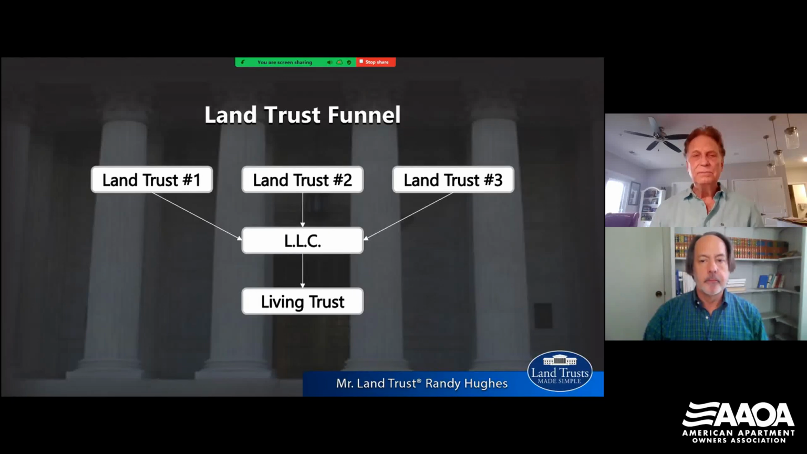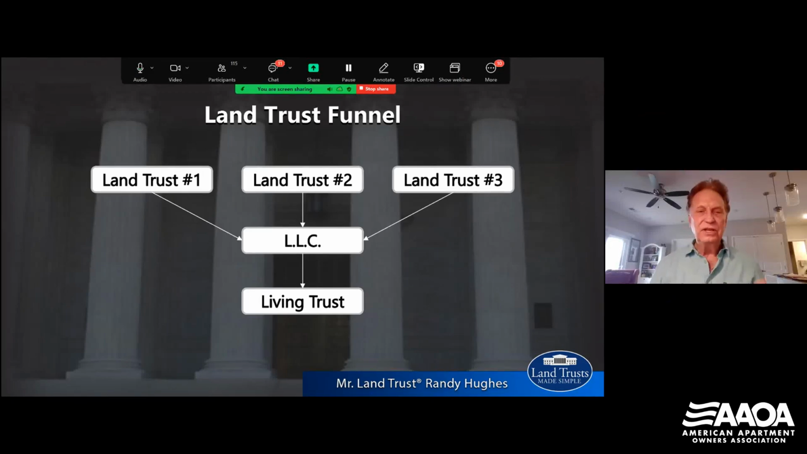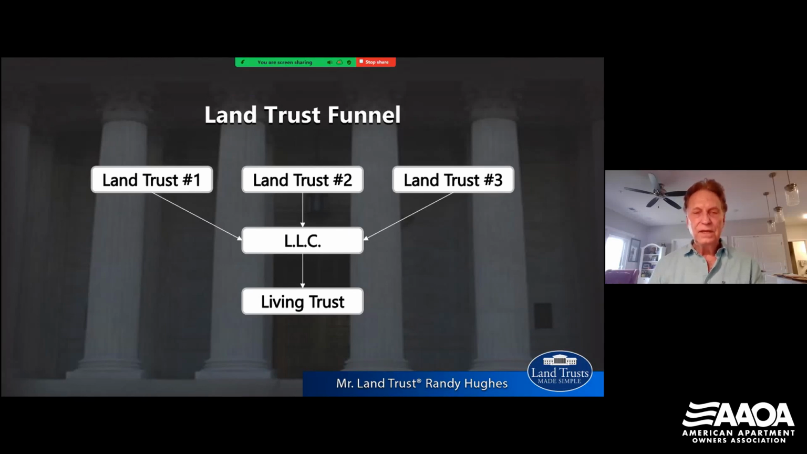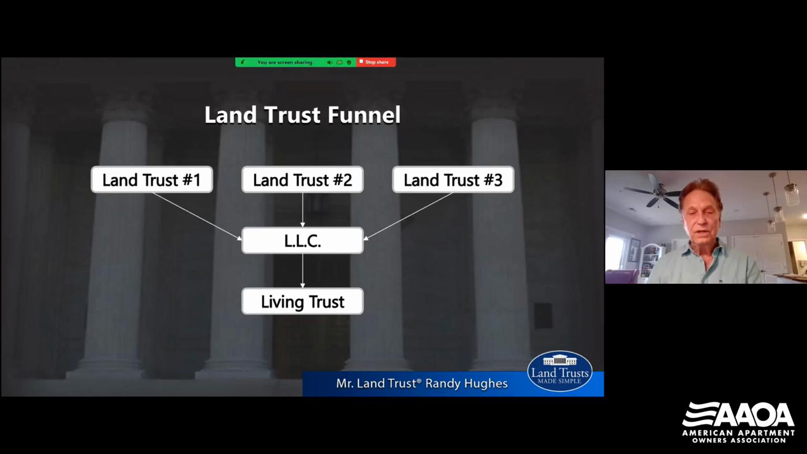Yeah, a little later. Let me hit this land trust funnel because most people really enjoy this part of the presentation. This is an example. Let's say you got 3 apartment buildings. You put each one in a separate trust. You could have one LLC as the beneficiary of all 3 trusts. And then if you wanted to do a little more estate planning, you could make the successor member of your LLC your living trust. Now, let's break that down.